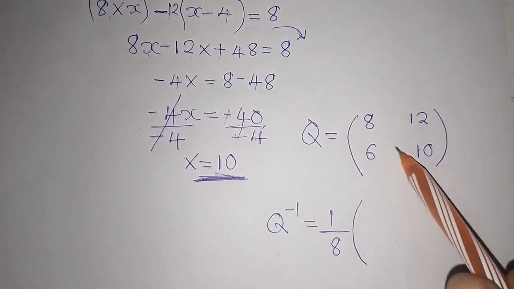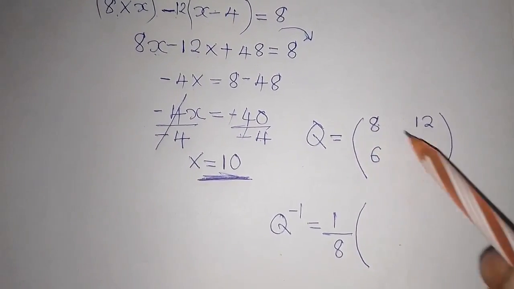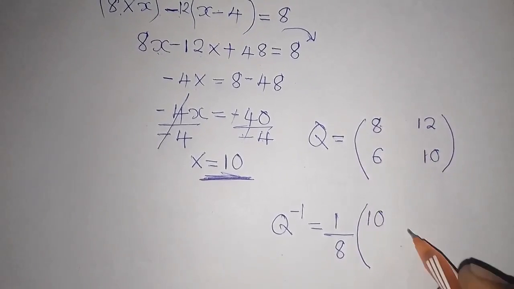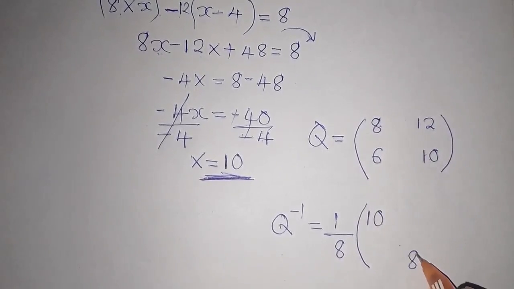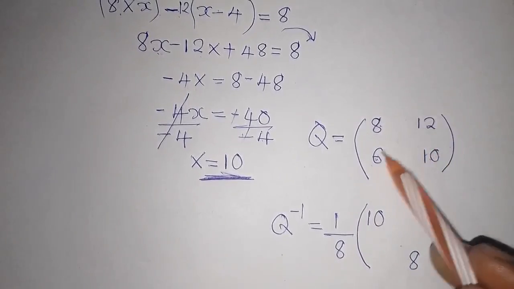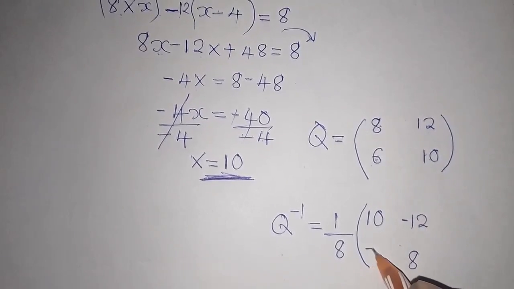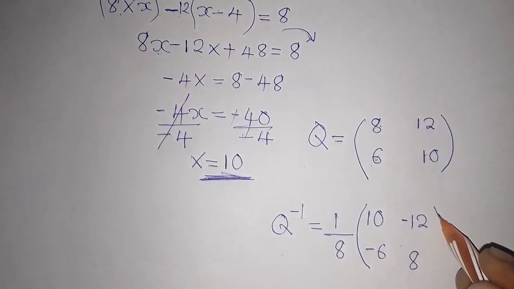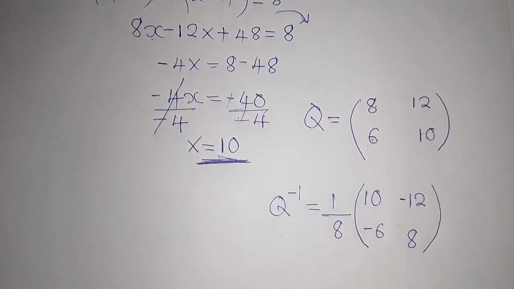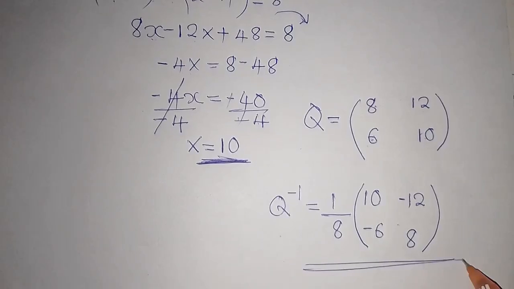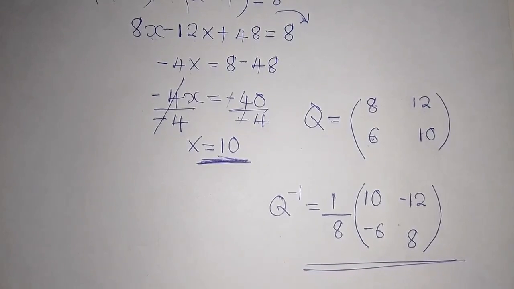You know that in the major diagonal, positions will swap. So the 10 will go on top, the 8 comes here. In the minor diagonal, signs will change. We're going to have a negative 12 there. We're going to have negative 6 there. Just do that. Then you can end here. There is no problem. You can just end here.